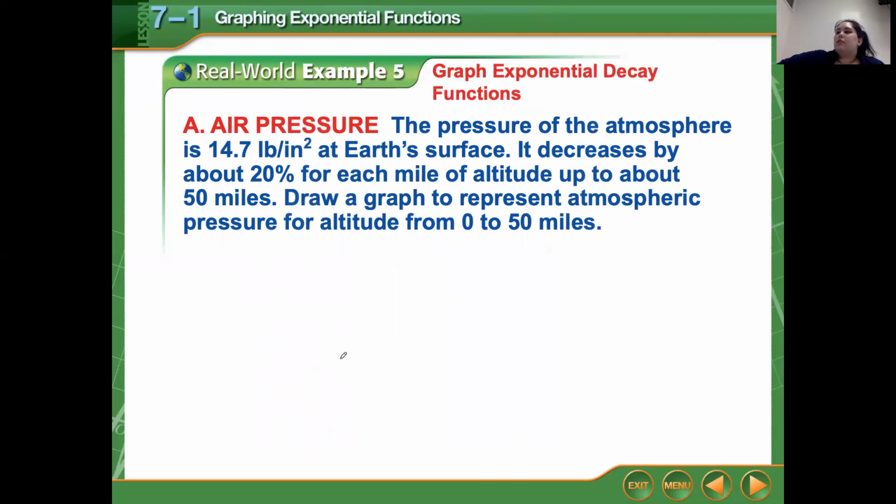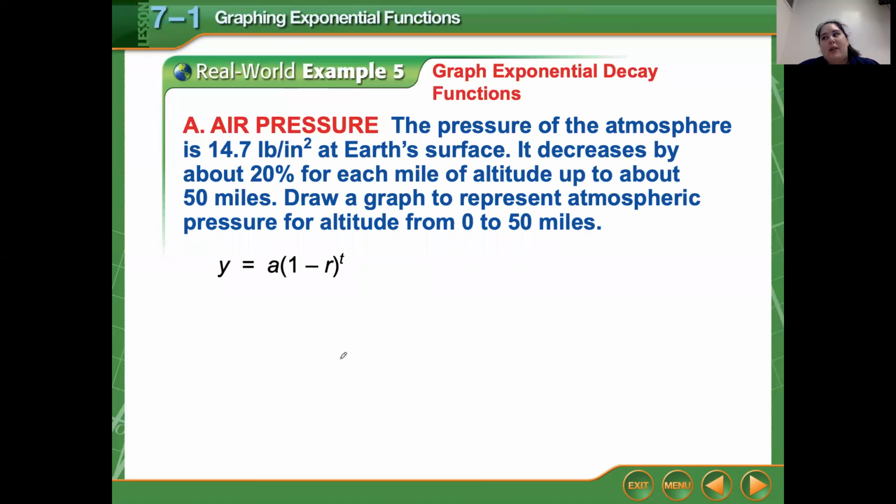So next we're going to look at real-world exponential decay. The pressure of the atmosphere is 14.7 pounds per square inch at Earth's surface. It decreases by about 20% for each mile of altitude up to about 50 miles. Draw a graph to represent the atmospheric pressure for altitude from 0 to 50.